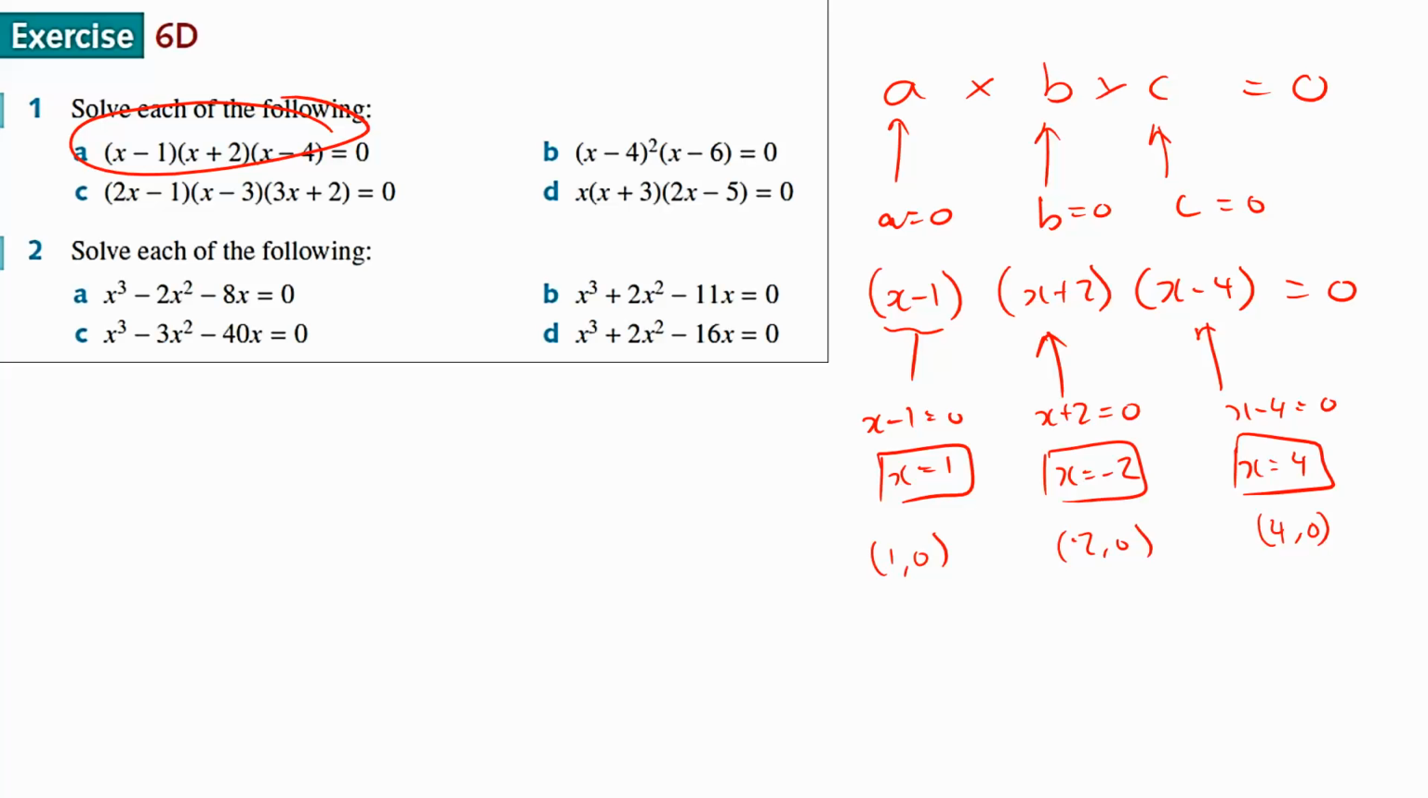Okay? Now, these ones are easy. A was easy. C should be easy as well. It's the same thing. 2x minus 1 equals 0. x minus 3 equals 0. 3x plus 2 equals 0. How would you do B? What would you do for B? So let's have a look at B. B is (x minus 4) squared times (x minus 6) equals 0. How do I solve this?